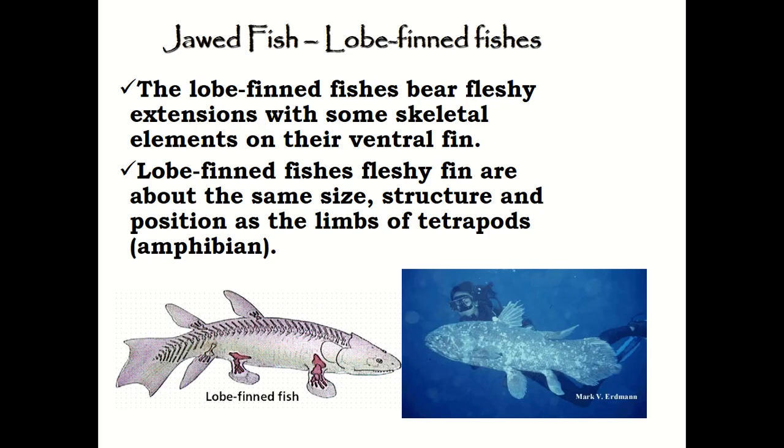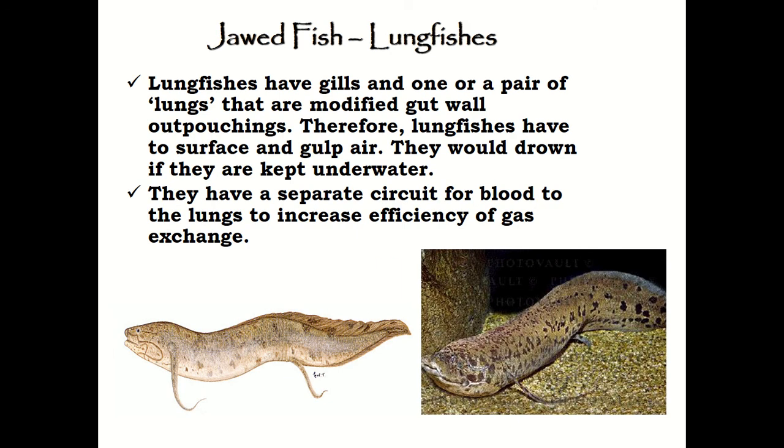For lobe-finned fishes, still under osteichthyes, lobe-finned fishes bear fleshy extensions with some skeletal elements on their ventral fin. As you can see over here, they have a skeleton, and the fish's fleshy fins are about the same size, the same structure, and in the same positions as the limbs of the tetrapod. So later this one will evolve to become the limbs of the tetrapod amphibians.